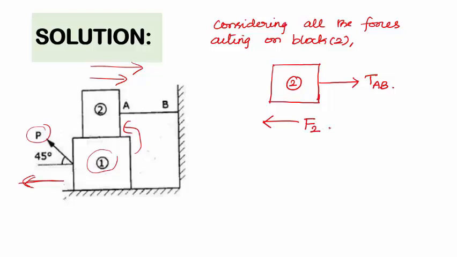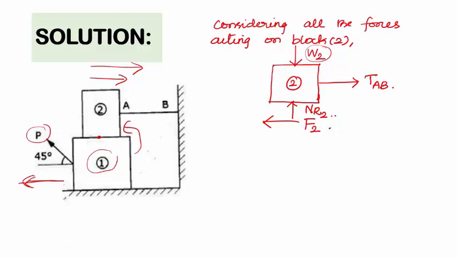The weight of block 2 will be acting in the negative y-axis direction. This is W2. Wherever an object is in contact, at the contact point, according to Newton's third law, there will be a normal reaction force. Here blocks 2 and 1 are in contact. So at the contact point, in the opposite direction of the force due to the weight of the object, there will be a normal reaction force. We can name it as NR2.